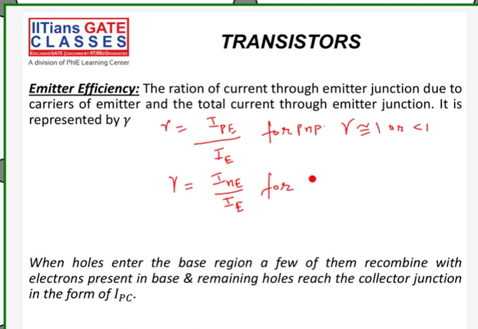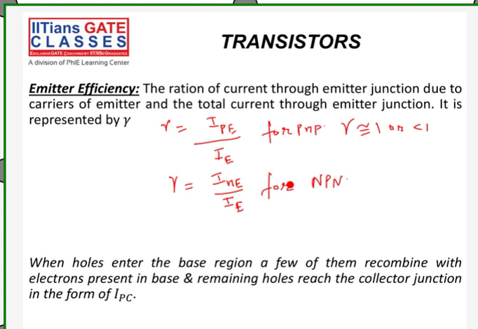That is for NPN transistor. So for this also, gamma is slightly less than 1. Okay. So now what happens? This is, I think, clear. What is emitter efficiency? Emitter efficiency means total current due to the majority carriers in emitter to the total current crossing the junction. That is the ratio they are talking about.